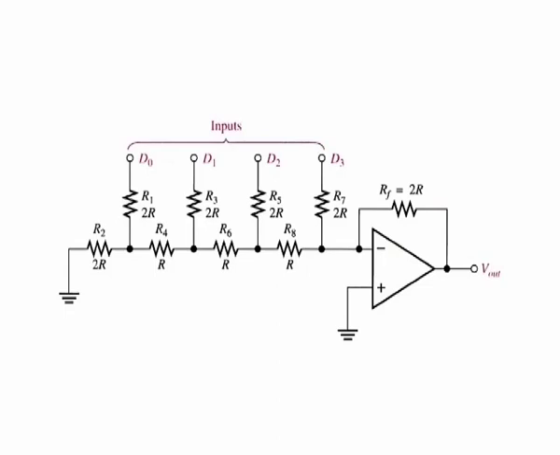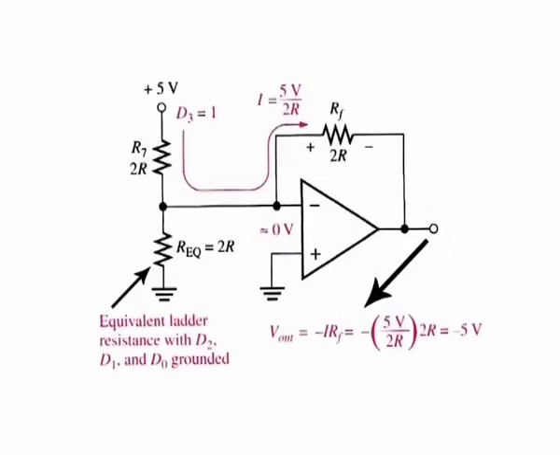Start by assuming that the D3 input is high and the others are low. This condition represents the binary number 1 0 0 0. A circuit analysis will show that this reduces to the equivalent form shown in figure A.